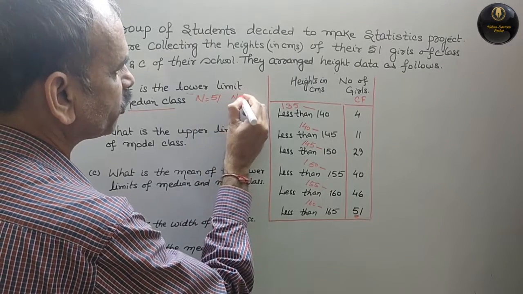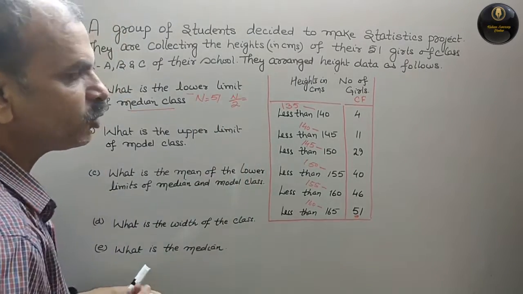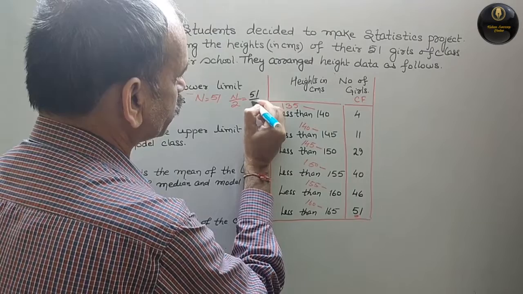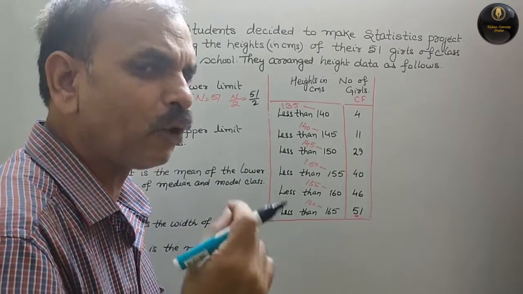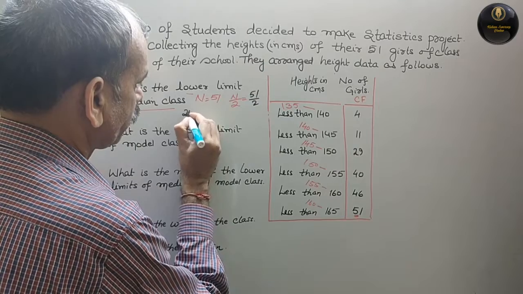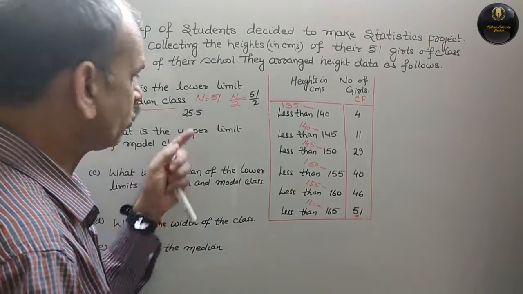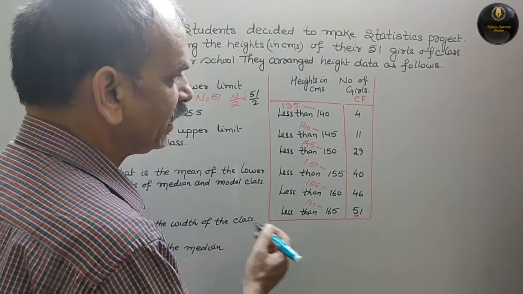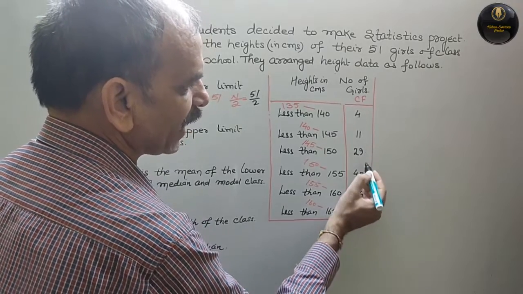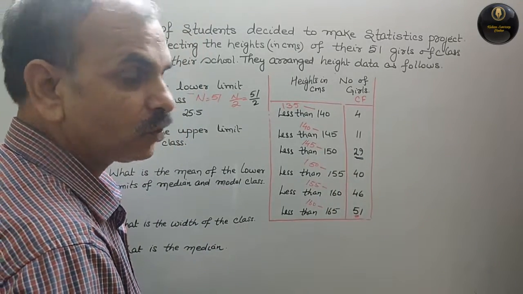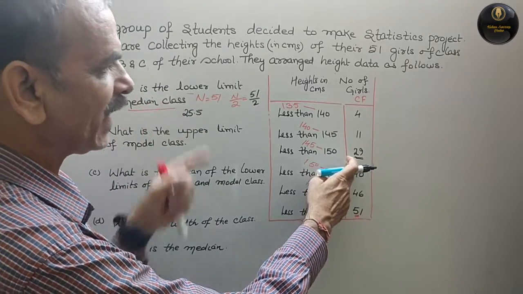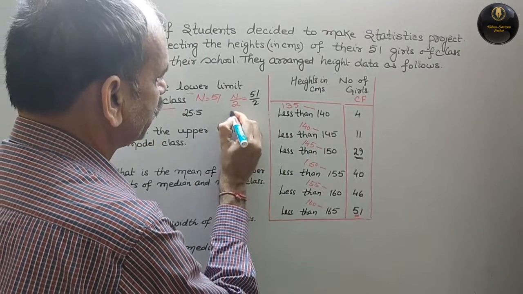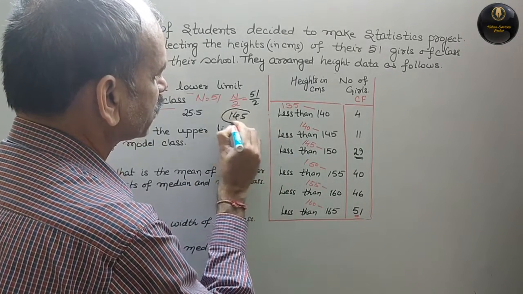So what is your N by 2? N by 2 is 51 by 2. That is equal to what? 25.5. Now, 25.5 is N by 2. Where it lies? You can see it will lie between 11 and 29. That means 29. So they have asked you your lower limit. That means lower limit is what? 145. So here we will write 145 is your answer.